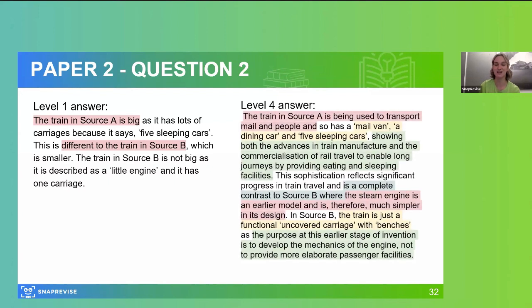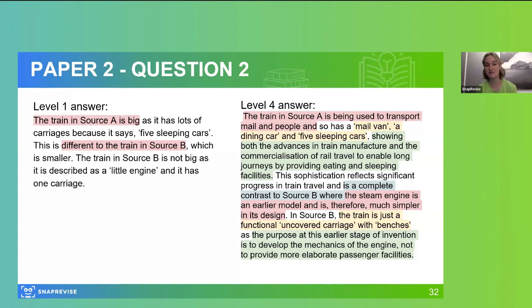However, this is how you can turn it into a level 4 answer. So again, this is using PEA with a little sentence in the middle, which is highlighted in blue to show that you are comparing. So in contrast to level 1, you can see level 4 is a lot more detailed. It uses PEA twice within the same paragraph. So it makes the initial point that the train in source A is being used to transport mail and people, and so has a small mail van, a dining car, and 5 sleeping cars, showing both the advances in train manufacture and the commercialization of rail travel to enable long journeys by providing eating and sleeping facilities.